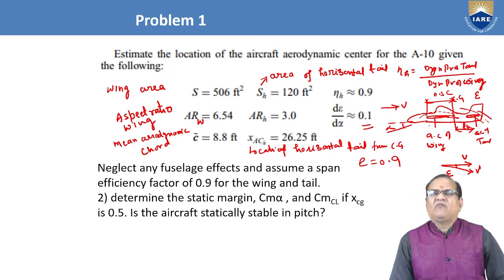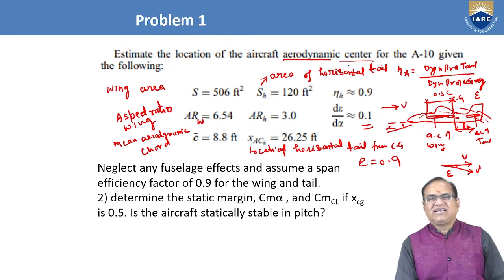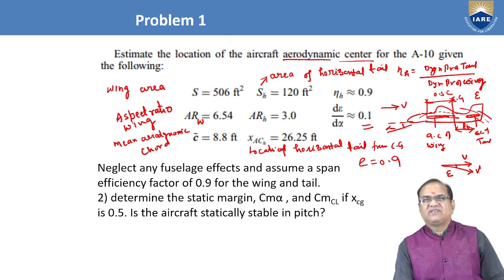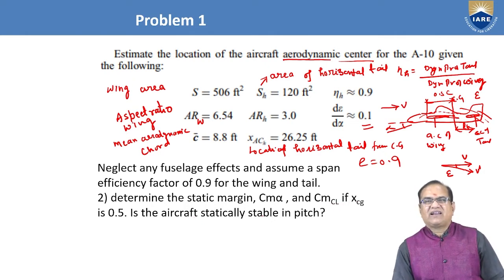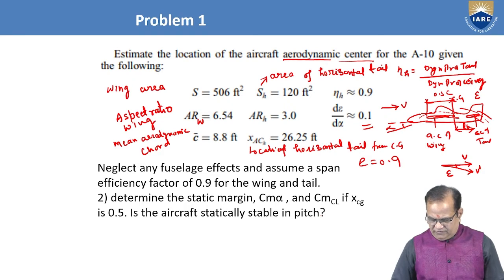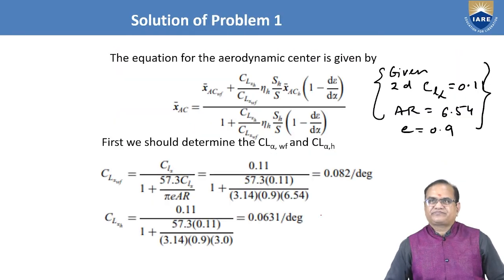So first we have to find out the aerodynamic center, the first point. This is the first point, the aerodynamic center, XAC of the aircraft. Then we have to find out the static margin, SM. Then dCm by d alpha. Then dCm by dCl. If XCG is 0.5, then we have to see whether the aircraft is statically stable or not. So these are the problems which we have to solve. So the solution of the problem is like this.